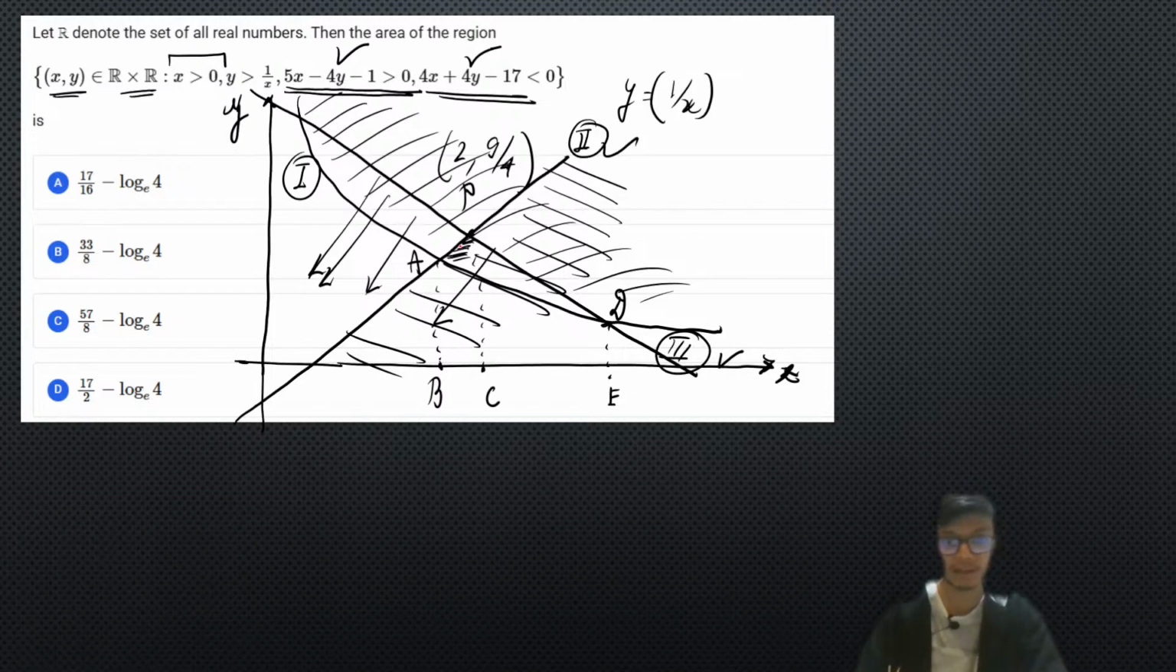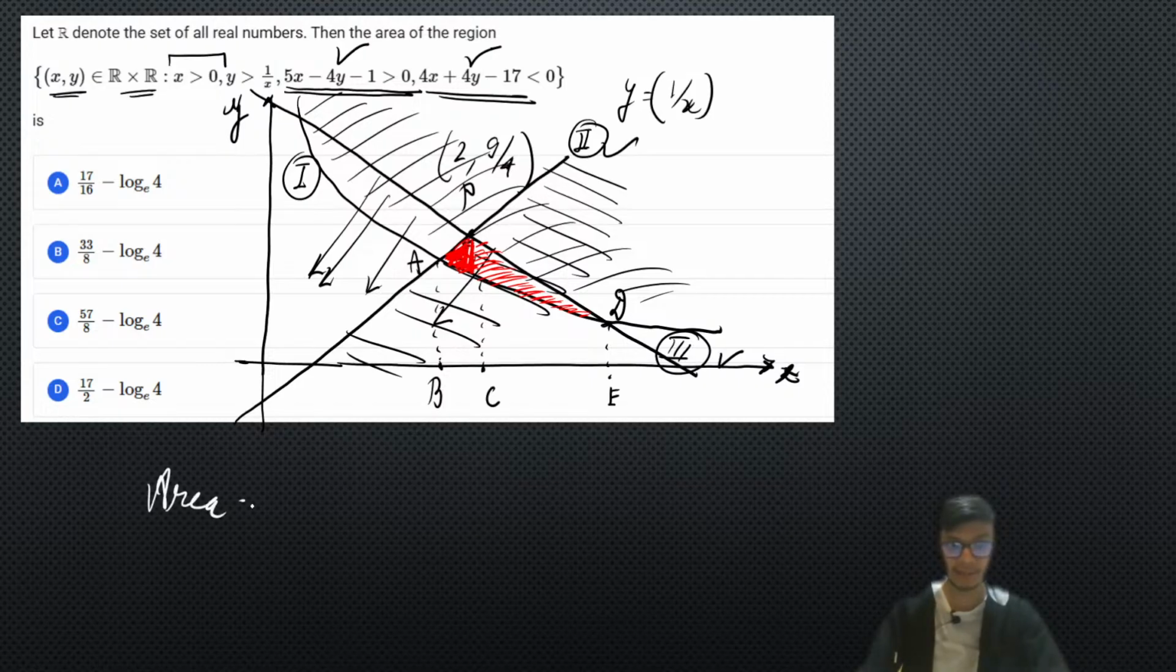So if you look at the region, I will use a different color, maybe a red color. The region is this one plus this particular region over here. So this is the common region that we need to find.